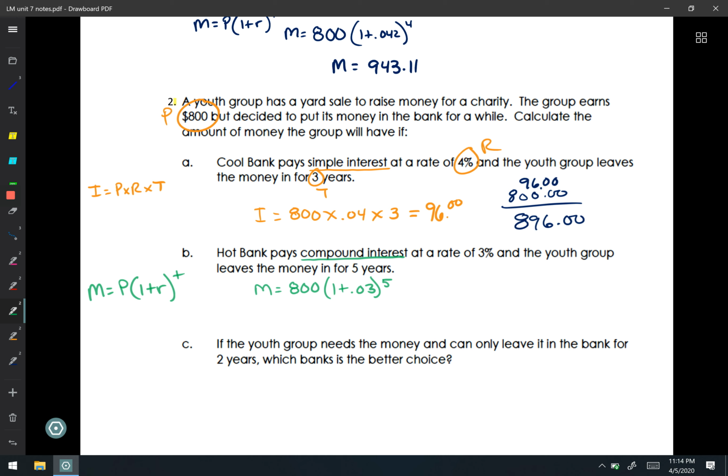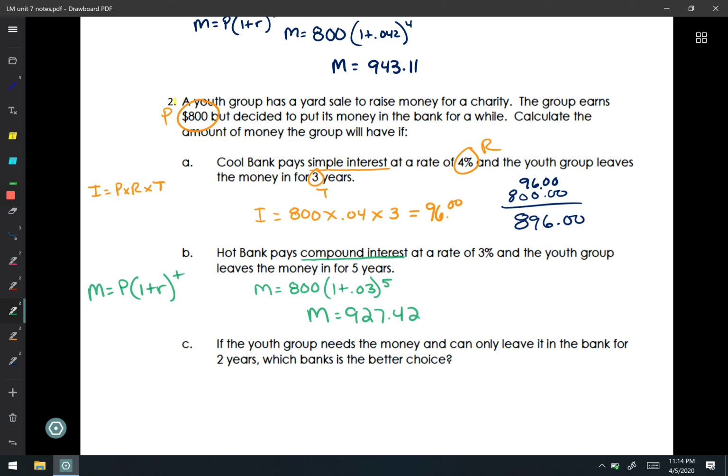When we put this in our calculator, we get 927.42. That's M equals 927.42. That is the total amount of money that's going to be in the account in 5 years. Again, not the amount of interest. That is the principal with the interest added into it, because that's how this formula works.